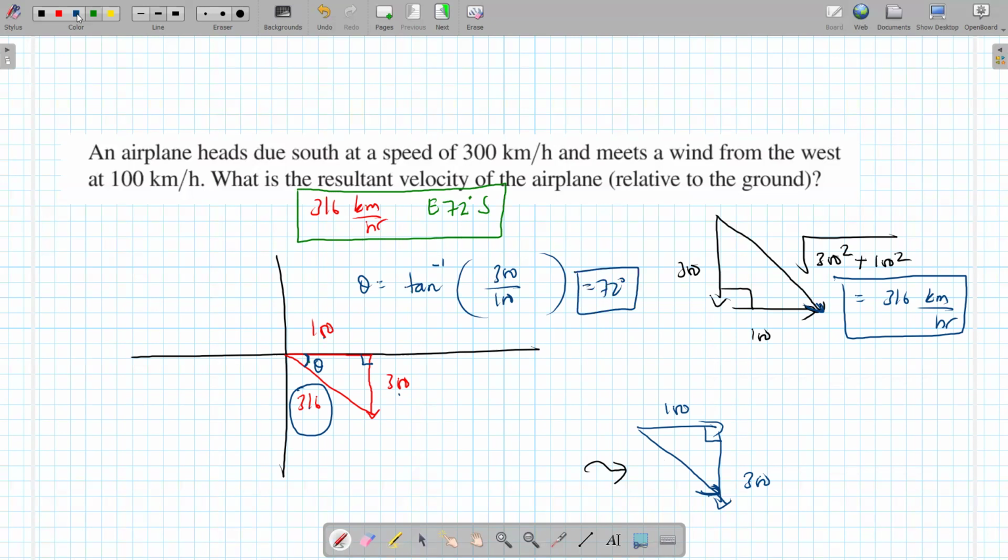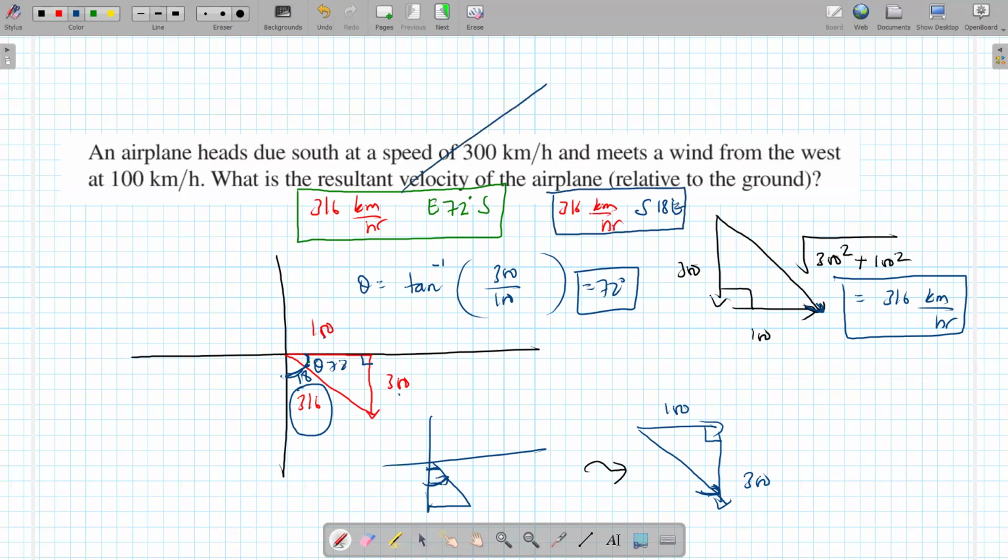Alternatively, look at this. If this is 72, what is this angle here? If this is 72, what's the small angle? A quadrant adds up to 90, so it's 18. Another way to answer this question, the magnitude will never change. It's still 316 kilometers per hour. But for this angle, in this diagram here, you first go south. So it becomes south 18 degrees, and then you twist it this way, east.